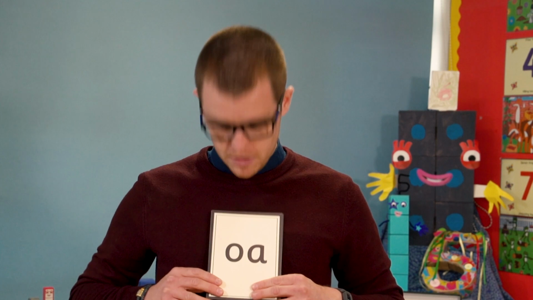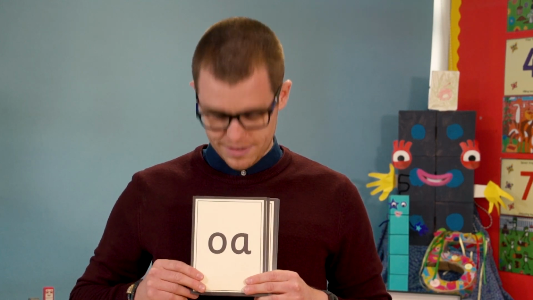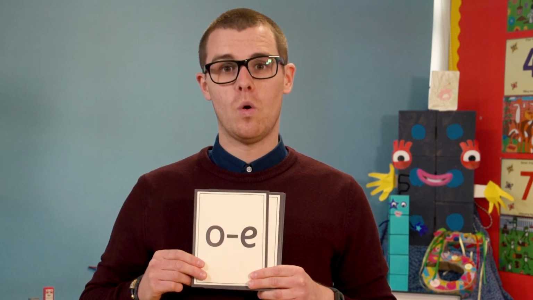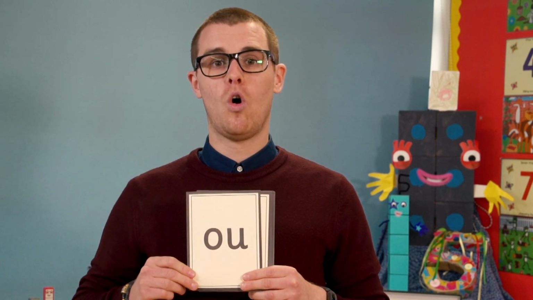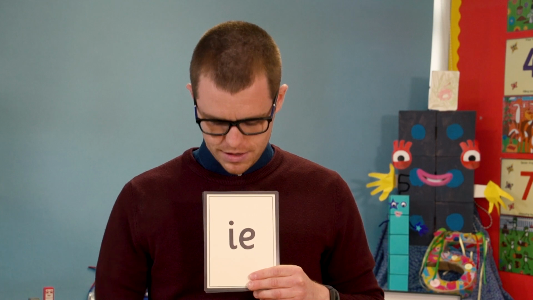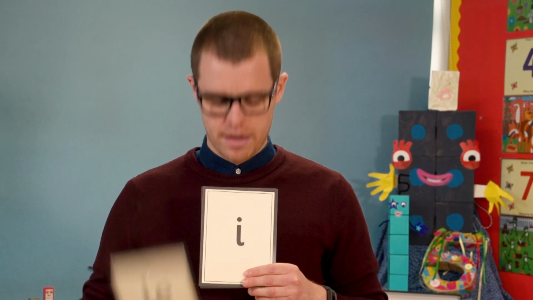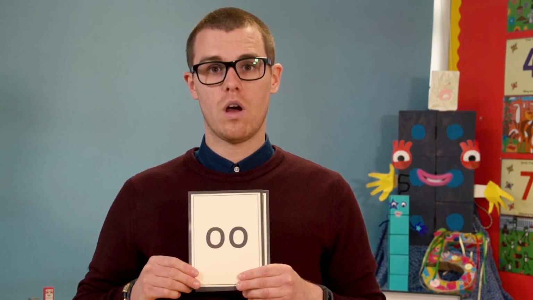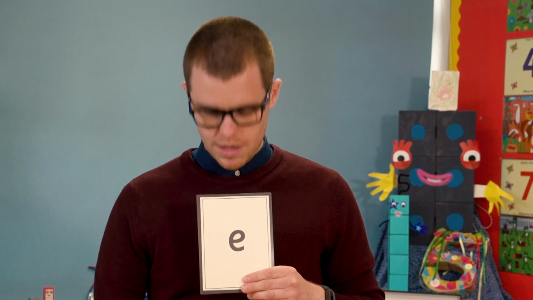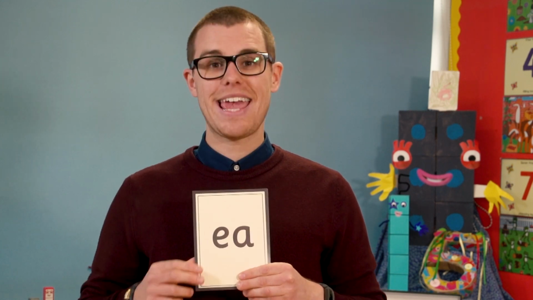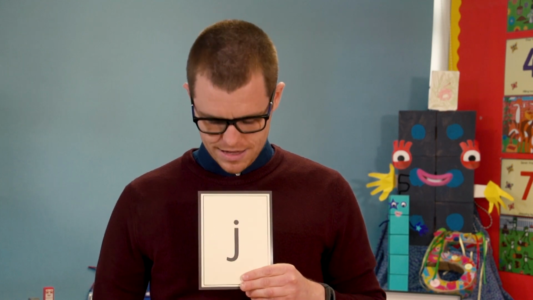Let's check you got them right. Read aloud with me. O, O, O or O. Ow or O. I or E. I or I. Ow or O. Oo or U. E or J.